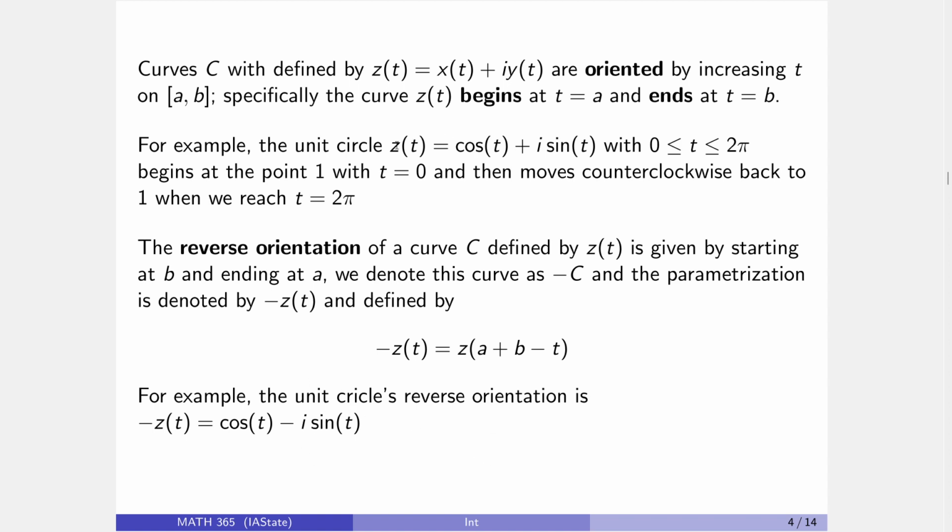If you've already established the unit circle moving counterclockwise, you can get it to go clockwise by plugging in 2 pi plus 0 minus t, and if you clean all of that up, you'll get cosine of t minus i sine of t. And because of the 2 pi periodicity, the 2 pi drops out, and then you have negative t. Cosine of negative t is just cosine of t, and sine of negative t is negative sine of t.